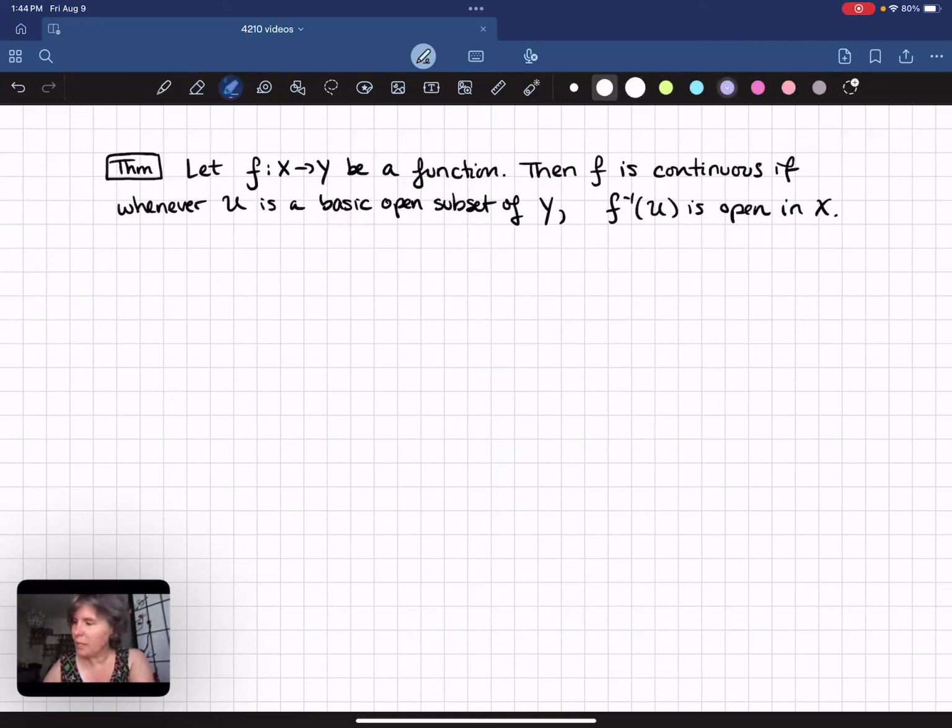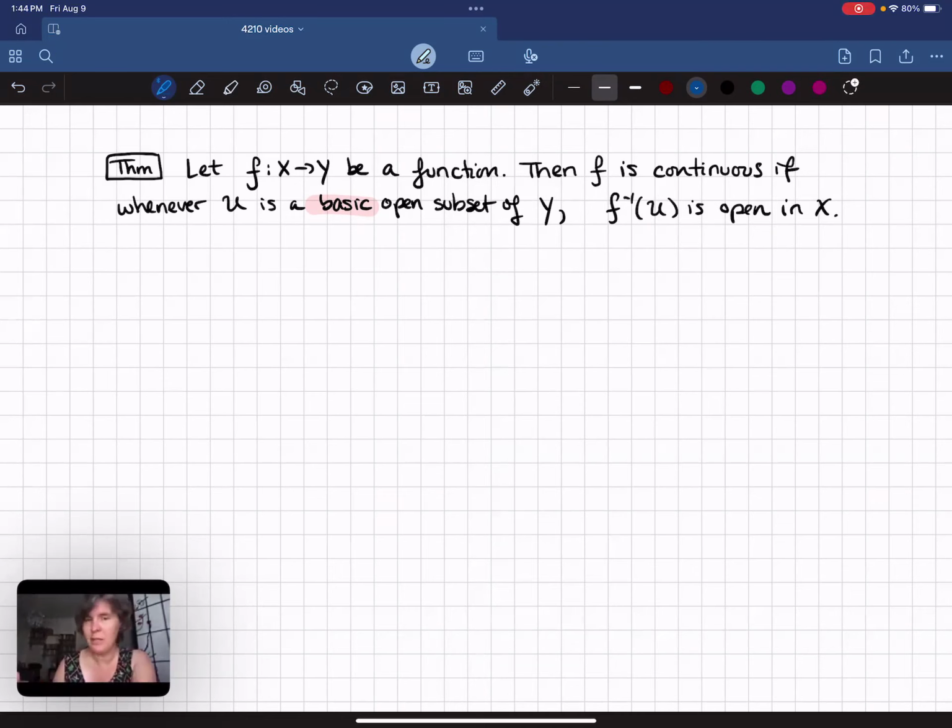I'm not going to prove this theorem in this video. We're just going to use it. But the important thing is that by limiting ourselves to just basic open sets, it makes it easier for us to prove that a function is continuous. So this is a very helpful theorem. We have our definition of continuity, and this theorem gives us an alternative characterization of continuity that is easier to work with in proofs.